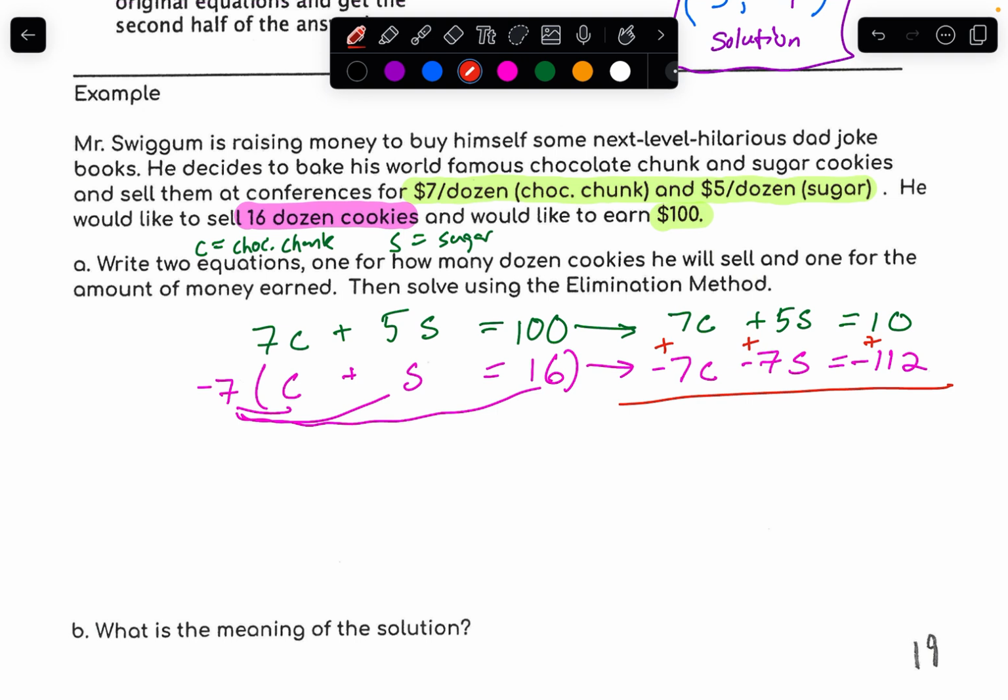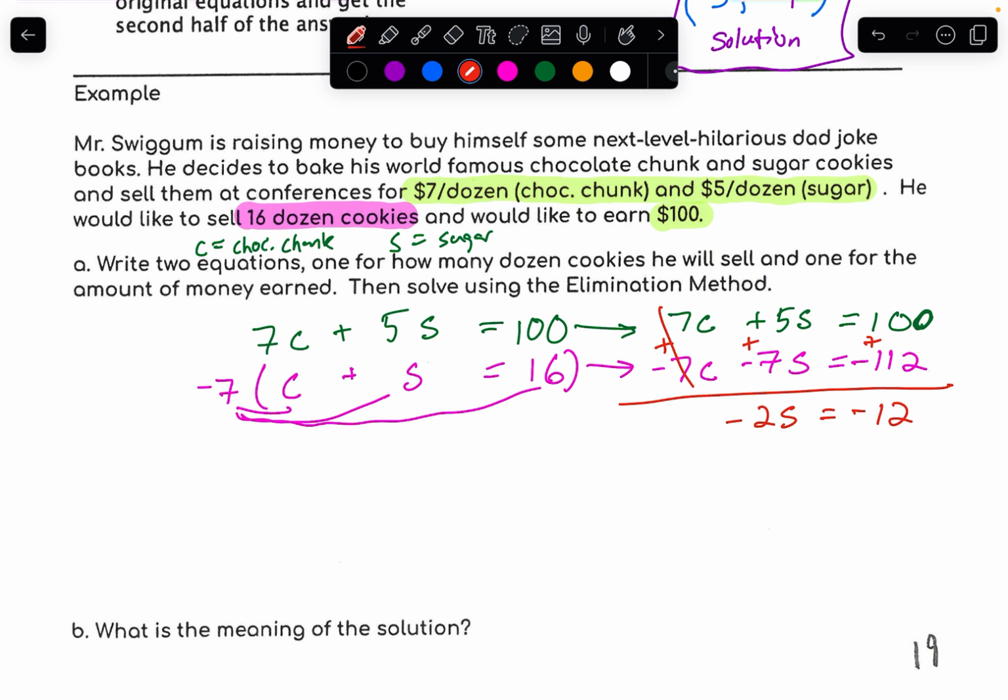Okay? So if we add these equations together, now the 7 plus negative 7 is 0. 5 plus negative 7 is a negative 2S. And then, oops, I noticed over here, this should be 100. I wrote 10 there. I don't know why that extra 0 didn't appear. So that should be 100 plus negative 112, which is going to be negative 12. So negative 2 times what equals negative 12? Negative 2 times 6 equals negative 12.